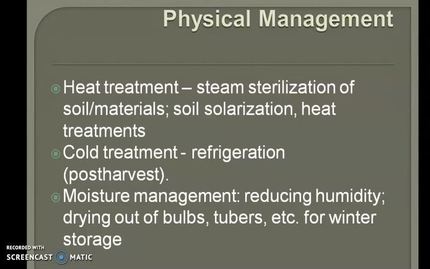Next is the cold treatment. That is, refrigeration can be done after the post-harvest. Then the moisture management, reducing humidity, drying out of bulbs, tubers, etc. for the winter storage. If moisture is present, there are chances that more microorganisms are there to contaminate the plant products.